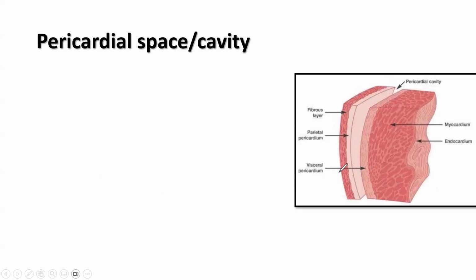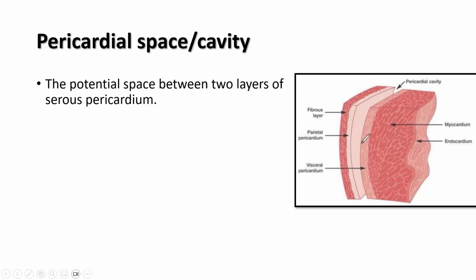Now, pericardial space or pericardial cavity. Here is the fibrous pericardium. This is the parietal layer of serous pericardium. This is the visceral layer of serous pericardium. In between them, there is a potential space. This is called pericardial space or pericardial cavity. This space contains a fluid. This is called pericardial fluid.